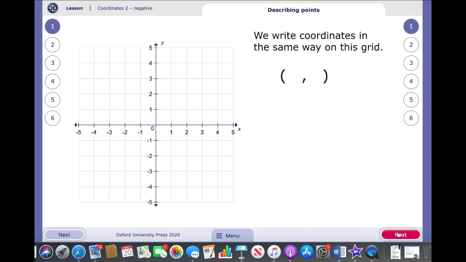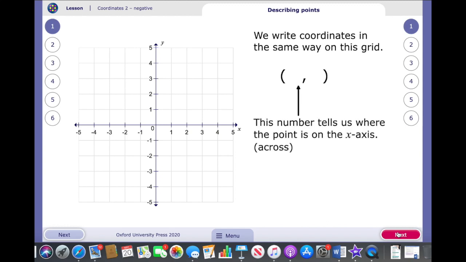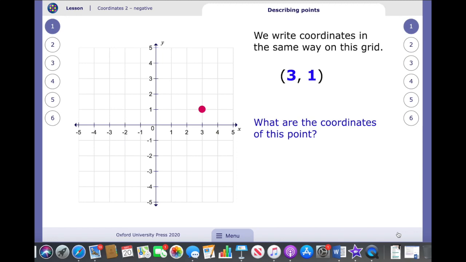Hopefully you remember that it's the x coordinate that goes first, so we read along the horizontal line. And then it's the y coordinate going up and down on the vertical line. And the points are measured from the origin, which would be written in coordinates as 0, 0. So the coordinates of this point here, have a think. If you look closely, it's either going to be 1, 3 or 3, 1. What do you think? Hopefully you've recognised it as 3, 1 because we read the x coordinate first.